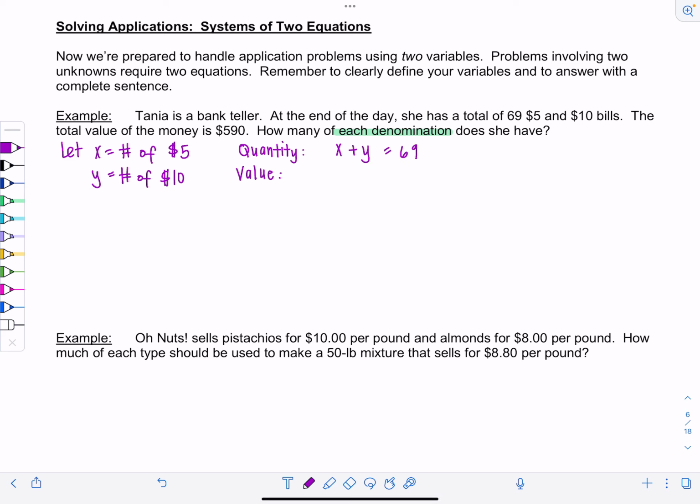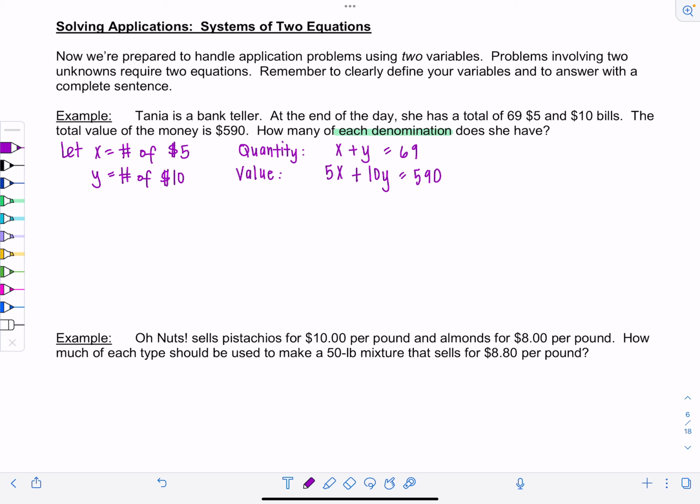The value of the money is 590. So each X, each $5 bill is worth $5. If X was 2, they would be worth $10. If X was 3, it would be worth $15. So the value is 5 times X. The value of however many Y's she has is 10 times Y. And they told us the total value is 590.